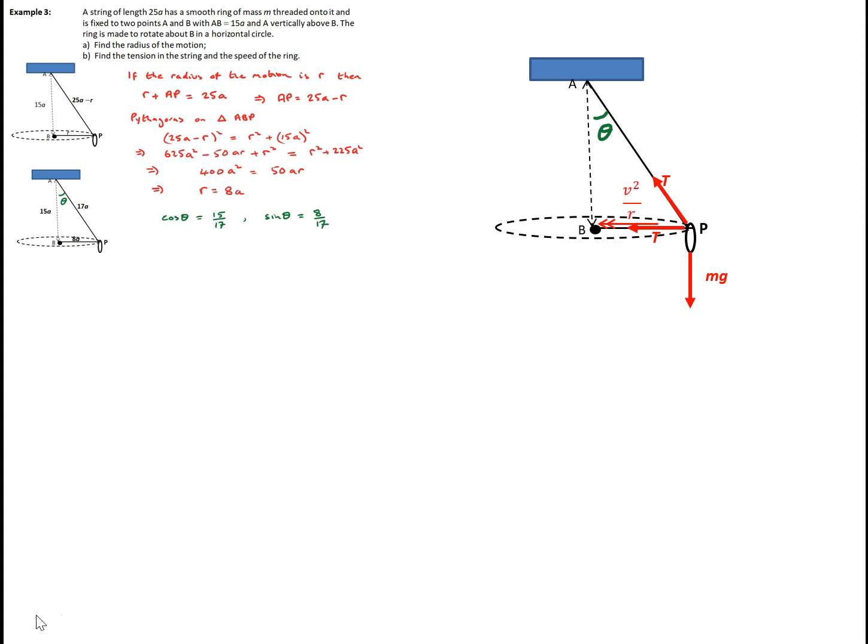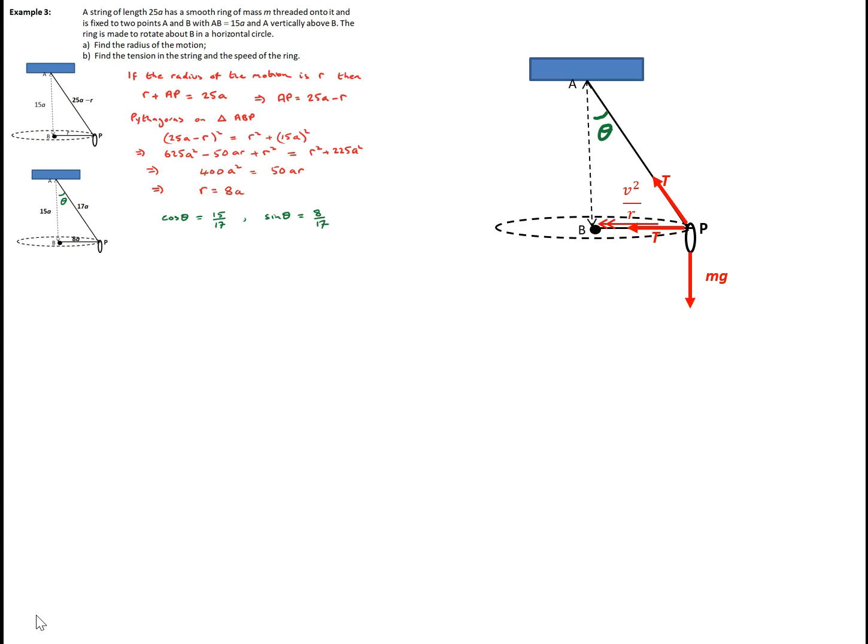So, finally on our diagram, we need to put the acceleration on. Looking at the question, in this case the question is asking us for the speed of the ring, not the angular velocity of the ring. So we'll put the acceleration in the format v squared over r in this case, rather than putting the acceleration as omega squared r.